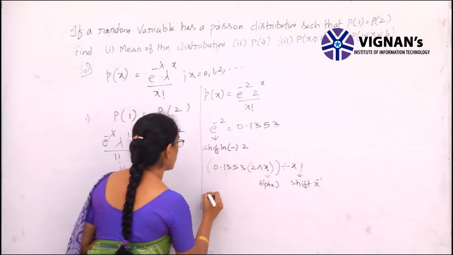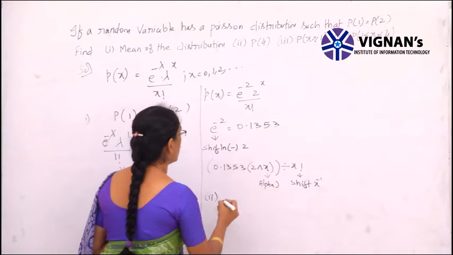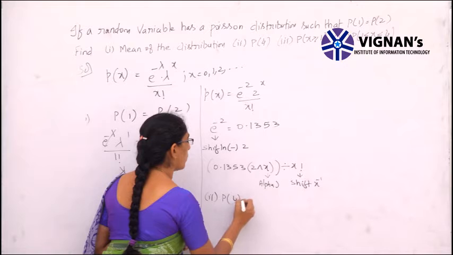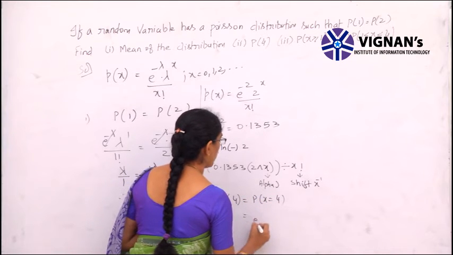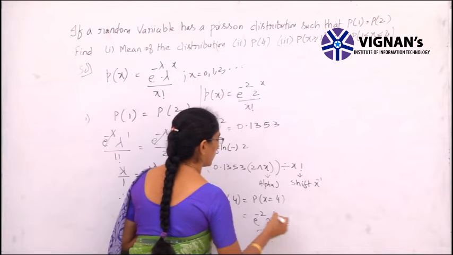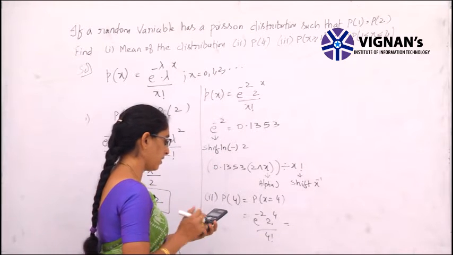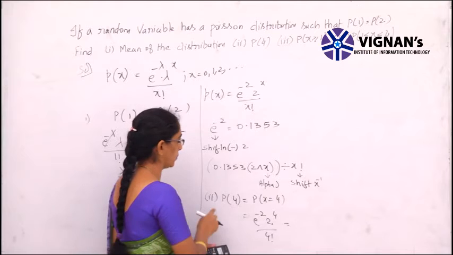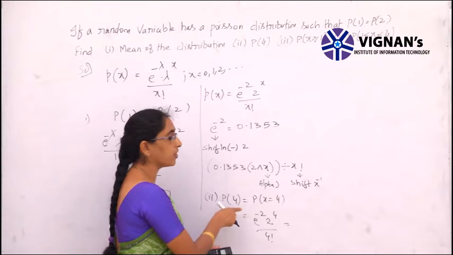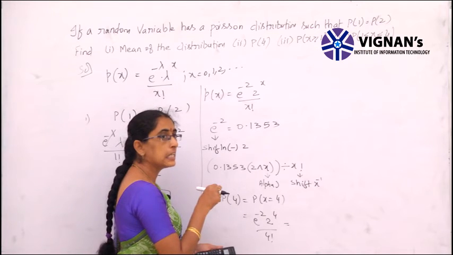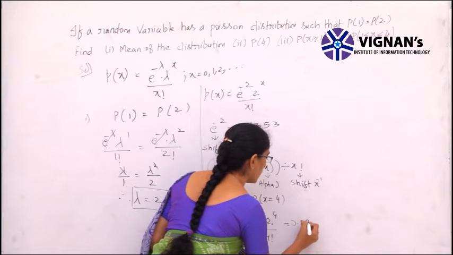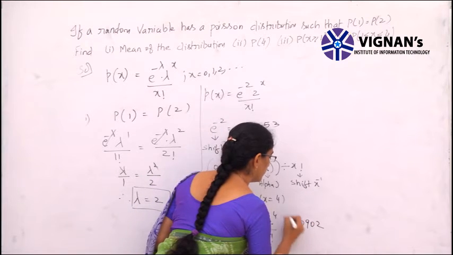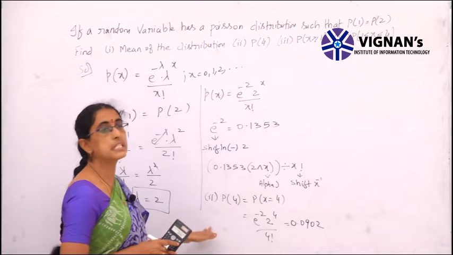Now what is the second bit you have to find here? Probability of 4. That means probability of x equal to 4. So e power minus 2 into 2 power 4 by 4 factorial. So it is 0.0902. Since we have to find probability of 4, we have to represent the answer in terms of decimals only. So 0.0902. Okay, that is the second bit.